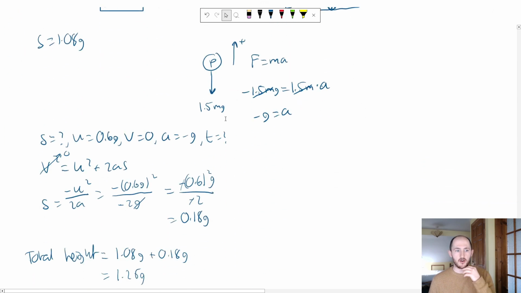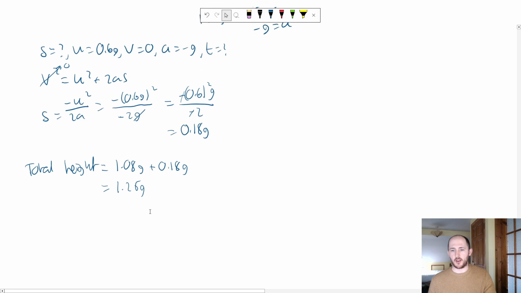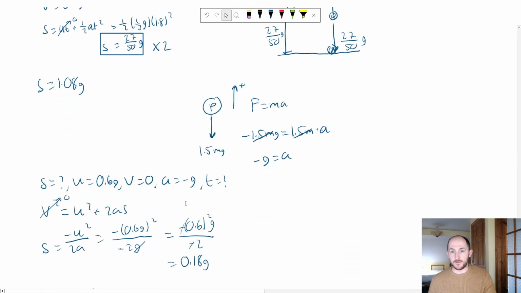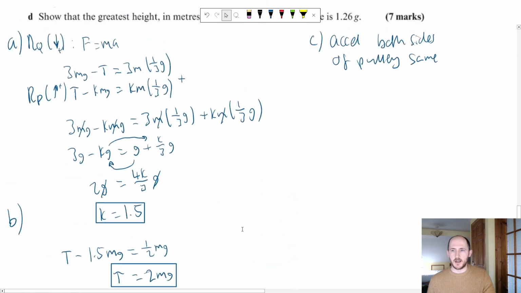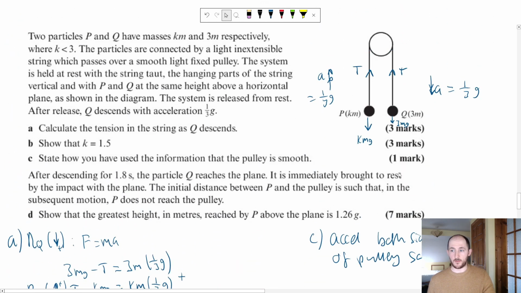And then they go, where have I gone wrong? It's like, you haven't gone wrong, it's just that you've rounded. So keep that in mind. If they give you the answer in terms of g, do all your working out in terms of g. It's not that bad. If anything, it makes it slightly easier maybe. But I hope that makes sense. That was a very long question, 14 marker. Not bad. We've got one more and then we'll be done.